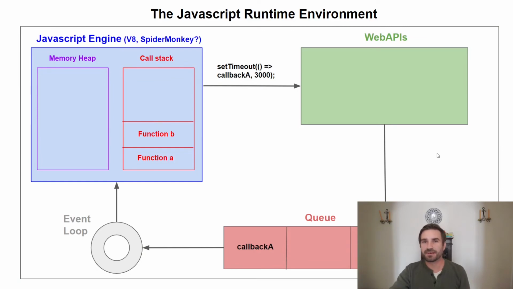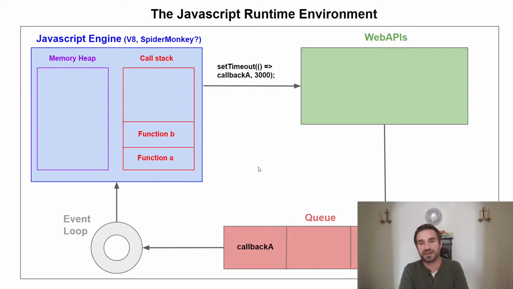To talk about Macrotasks and Microtasks, we'll first have to go back to the JavaScript runtime environment, my favorite diagram. We've looked at various bits of this, right? We've looked at the JavaScript engine, call stack, general event loop model in previous videos. Doesn't matter if you haven't watched them, this will still make sense. But what we haven't really looked at is the queue.